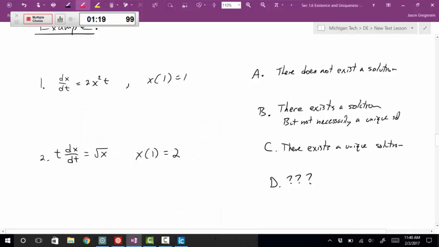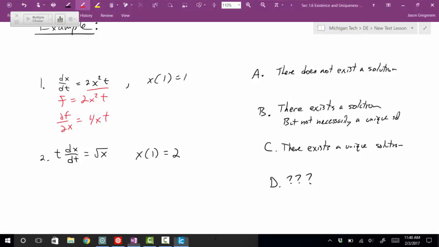What am I going to do? I got to check what f is. F is this guy. It's 2x squared t. Is that continuous at 1, 1? Sure, no problem. Then I got to check the partial of f with respect to x. That gives me 4xt. Is that continuous at 1, 1? It is. Everything is great. New question. What if I change it to x of 0 equals 0? Now what? Does there exist a unique solution?